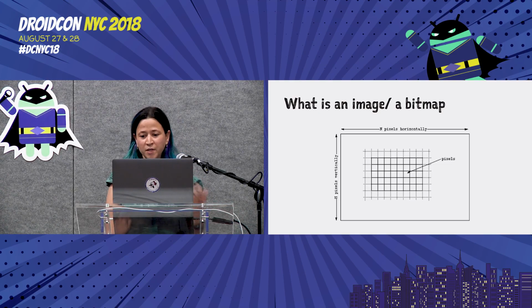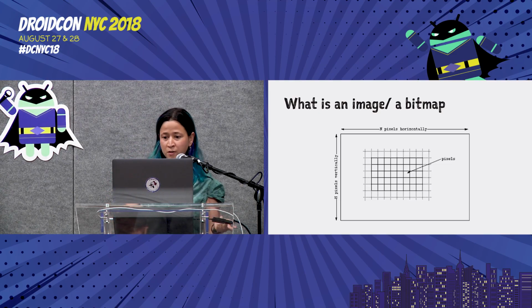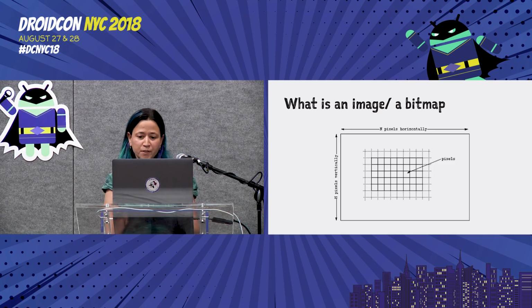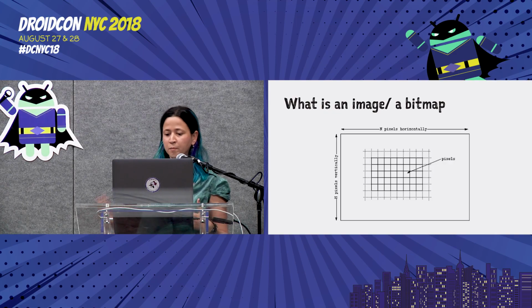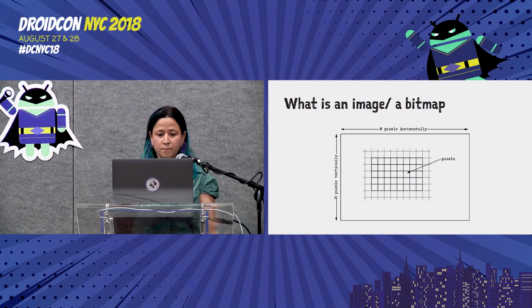Bitmaps are characterized by two parameters: the number of pixels that the image has, and the information content, or the color depth of the pixel. Like I said, each pixel in the bitmap contains certain information. Usually that is interpreted as color information, and that information content is always the same for all the pixels in a particular bitmap.